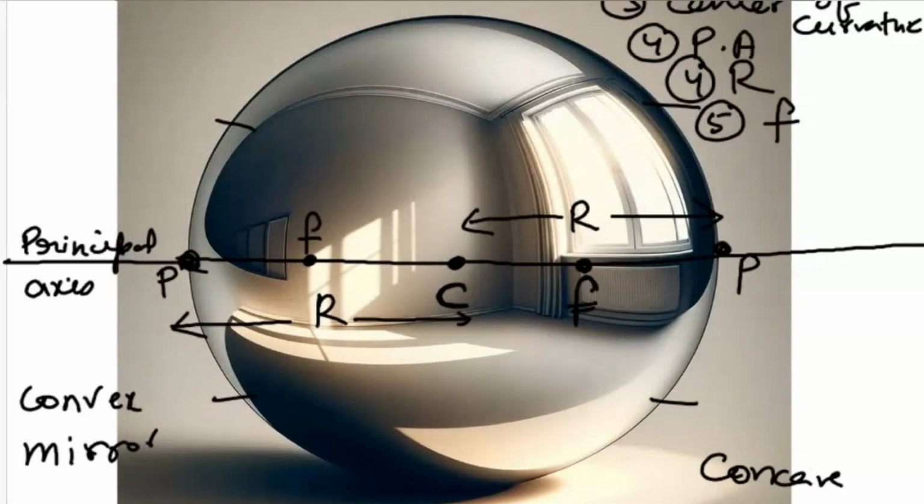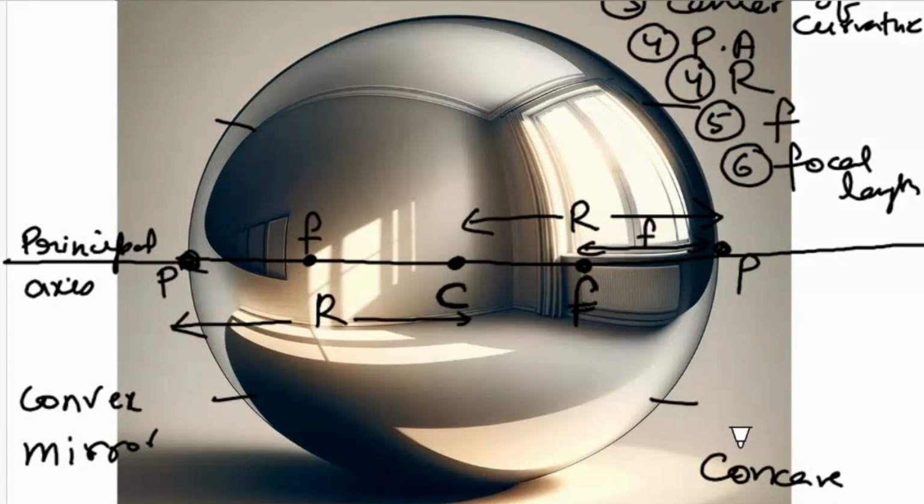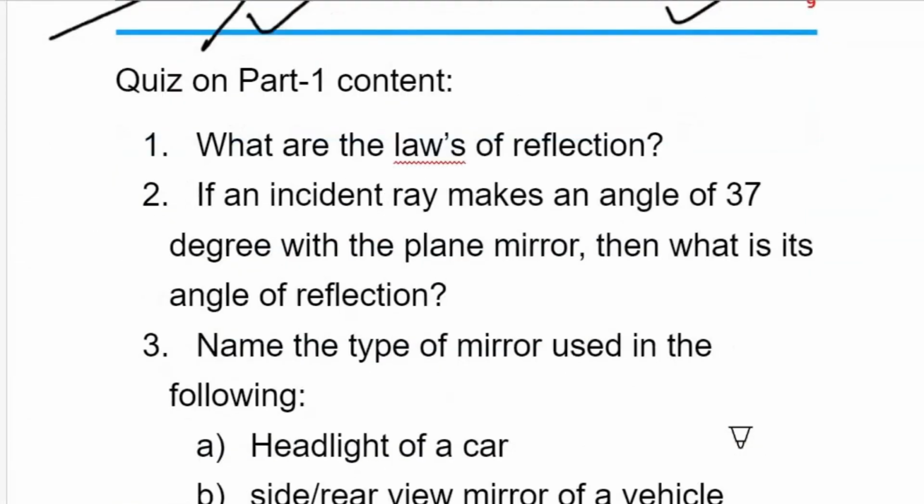Then what is the next part of the spherical mirror? It is called focal length. Focal length is the distance between the principal focus and the pole of the mirror. Double the focal length will be the radius of curvature, or the focal length is half the radius of curvature. So these are the parts of a spherical mirror.